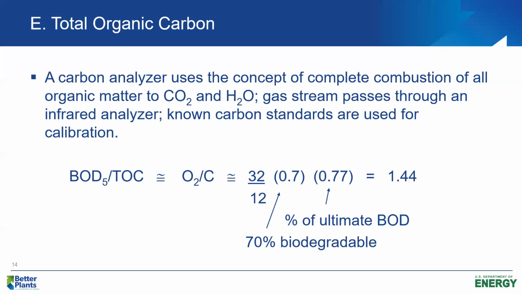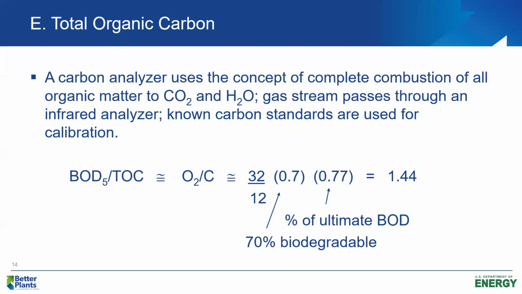So what I've done here is I said, okay, let's calculate a rough approximation for medium strength municipal wastewater. What is the approximate BOD5 to TOC ratio? Well, let's let O2 represent oxygen, that's how BOD is measured, divided by carbon, which is how we measure organic carbon. And so the atomic weight of O2 is 32 grams per mole. The atomic weight of carbon is 12 grams per mole. So 32 divided by 12.